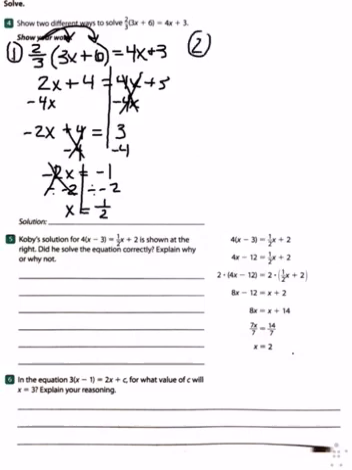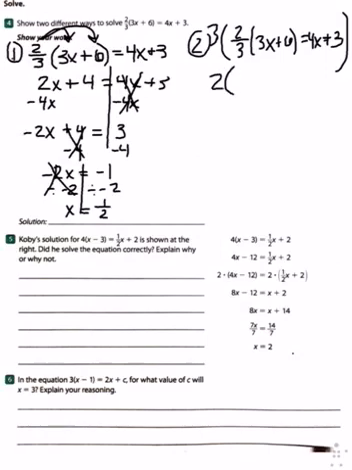Now, the other method of solving 2/3 times 3x plus 6 equals 4x plus 3 is to do like they did in the first couple of problems and multiply everything by the denominator. So we're going to multiply everything by 3. Now, when we multiply by 3, that gets rid of the denominator. So we have 2 parentheses 3x plus 6. And then equals 3 times 4 is 12, and 3 times 3 is 9.